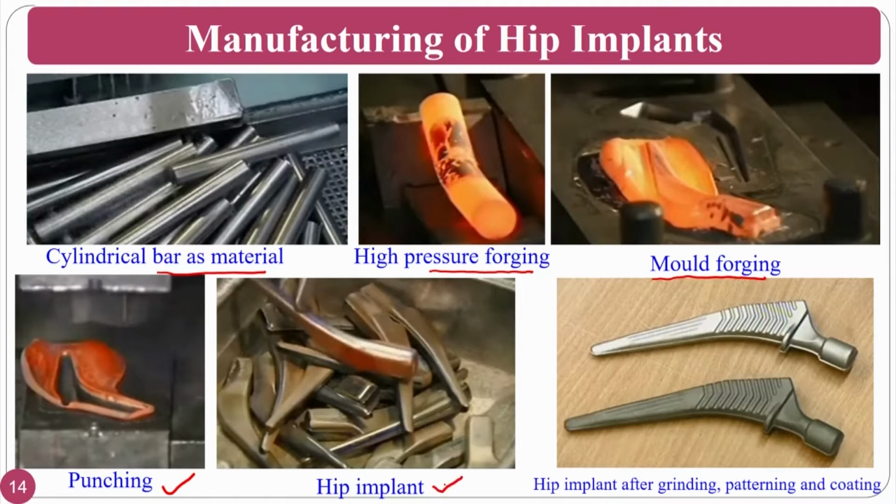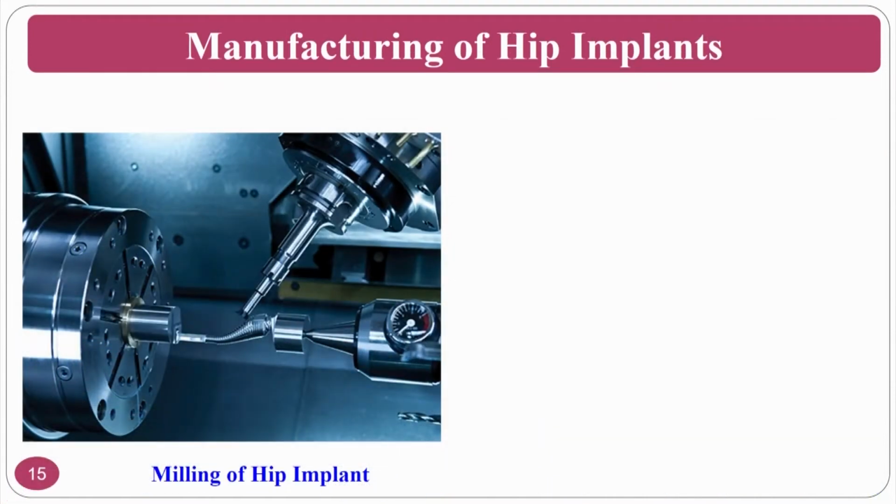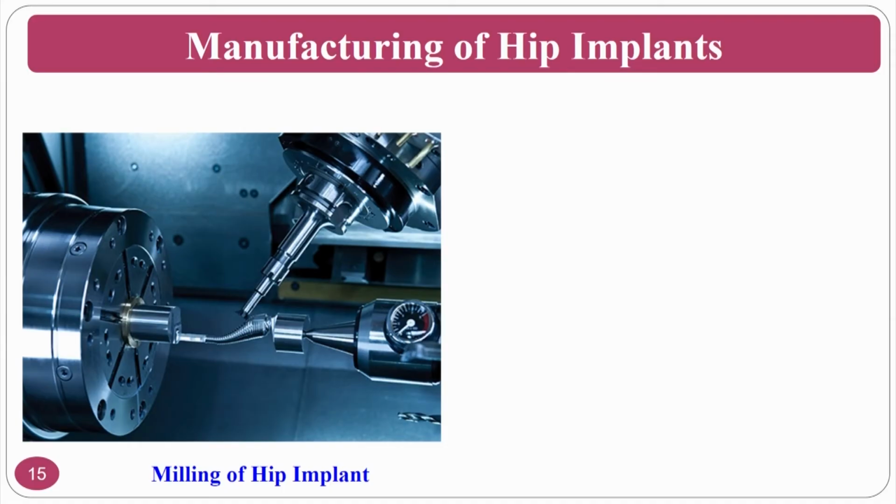So that you will get a hip implant. Then you can go for the grinding operation or patterning, followed by the coating operation, and all those things you can do on a hip implant so that you can sell your product. A hip implant can also be manufactured by the machining process. What you have seen in the previous one is a forming process. Here you can also make this particular hip implant by the machining process.